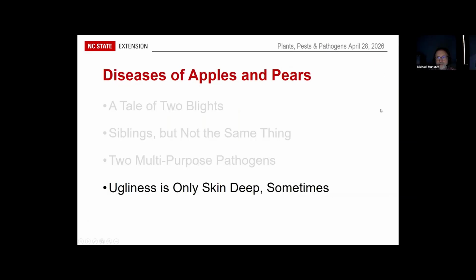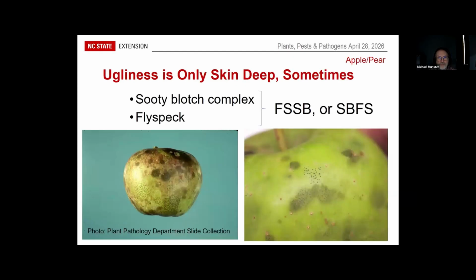And that is the subject of ugliness is only skin deep sometimes. So the two that we saw a moment ago, the bitter rot and the black rot, do go into the flesh of the apple. But we have a couple of problems that are only very superficial. They're just in the cuticle. So if it's not too severe, you could actually eat these. They used to be thought of as two different fungi, one that caused something called sooty blotch, which are the more diffuse dark areas, and one that caused fly speck, which are the ones that have the individual dark flecks there separated. You can see it also in the close-up here.